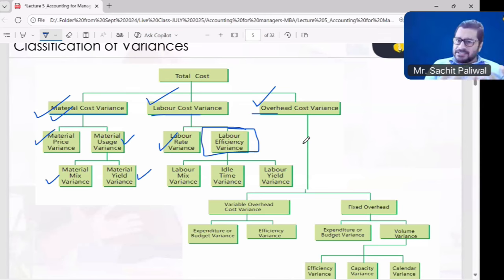In both the scenarios, we go through the analysis of why there is a difference, what is the reason for the difference, and the next time we will fix these issues to get more accurate answers in the next cycle. So that is the whole process of standard costing. Clear?